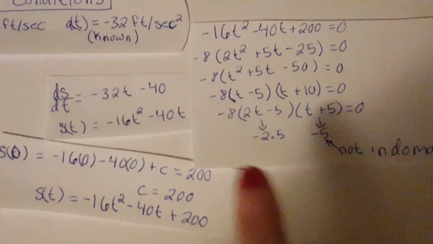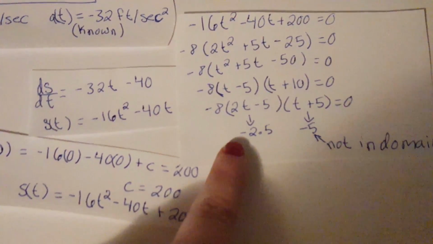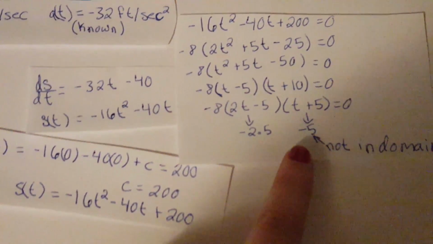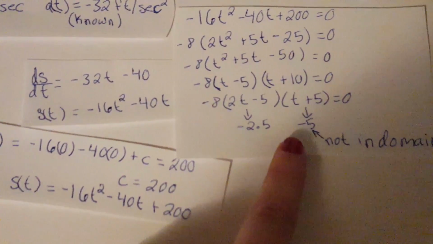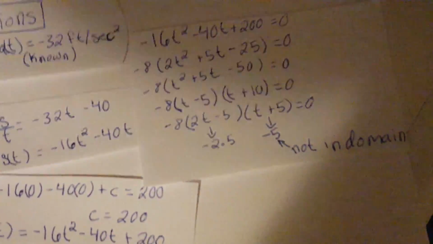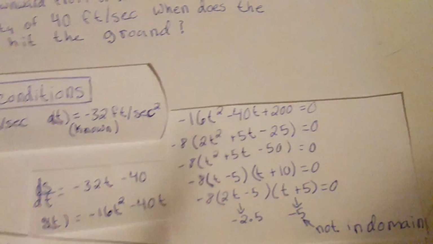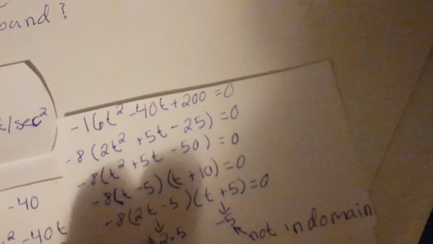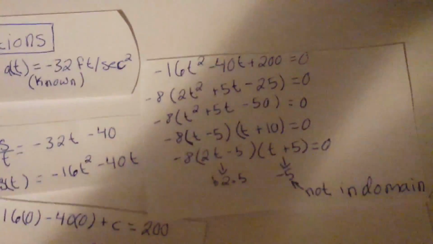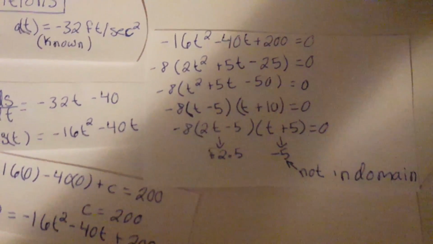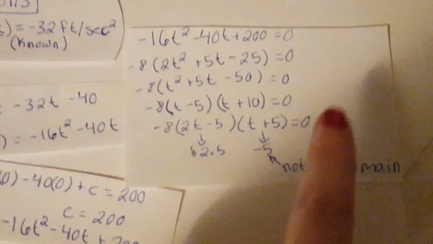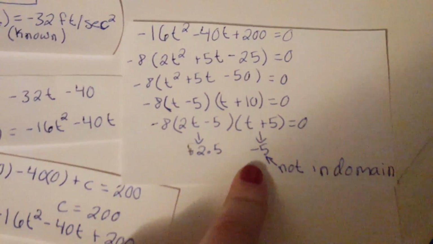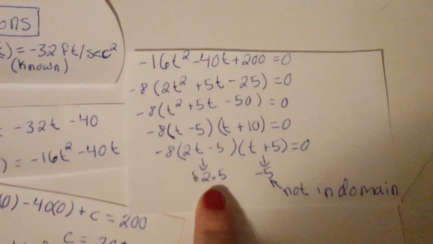Whenever you set that equal to 0, 2t minus 5 gives you, sorry, that should be positive 2.5. And you should have negative 5 there. Let me fix that up here real quick. Okay. So that's positive 2.5 seconds. And this negative 5, because we're talking about time, there is no such thing as negative time, so that is not in the domain. So 2.5 seconds is the answer.